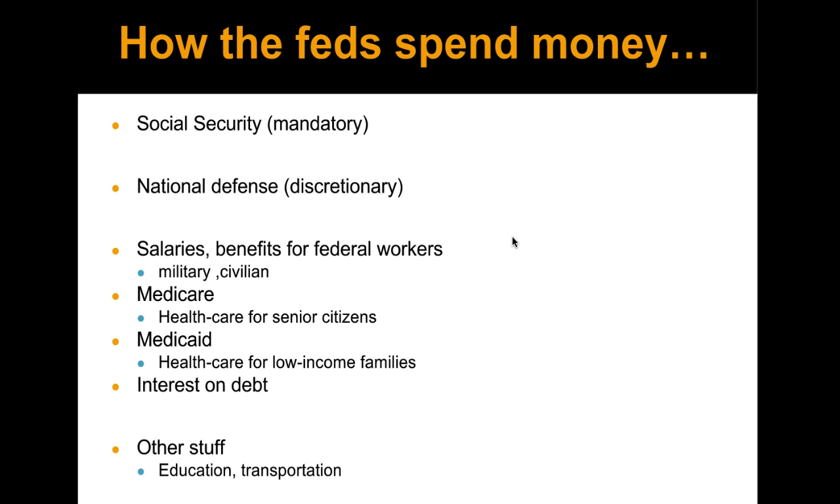Some other stuff that the government spends money on: education, training employees, social services, transportation, veterans benefits, natural resources, environment, and that's both mandatory and discretionary spending. So that falls under both categories.